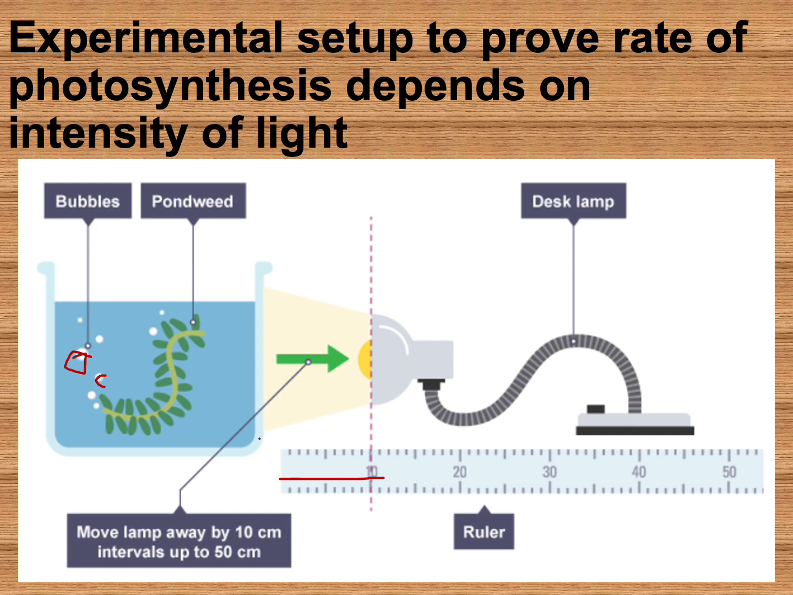Clear? So as we keep our bowl, as we keep the container away and away from light, the number of bubbles will also decrease. That shows that the rate of photosynthesis decreases if the distance between the plant and the light will be more and more. I hope you understand this, children.